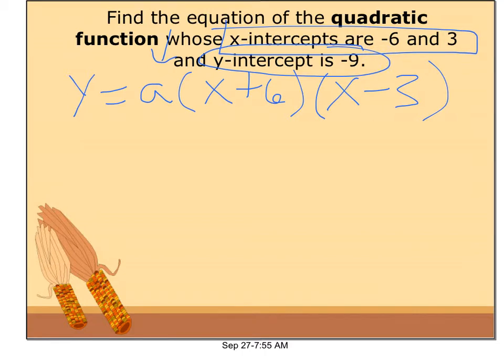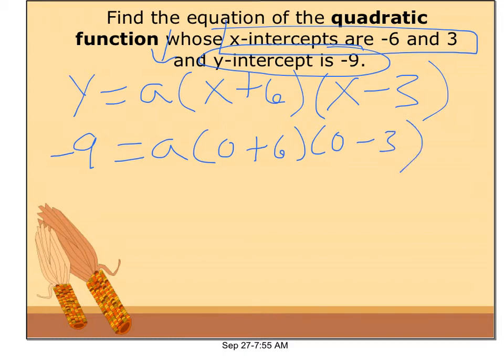I know the y-intercept is -9, which means that y is -9 when x is 0. That leaves me with one single variable, a, and I'm simplifying the right side here. 6 times -3 is -18. Divide both sides, and I get 1/2.